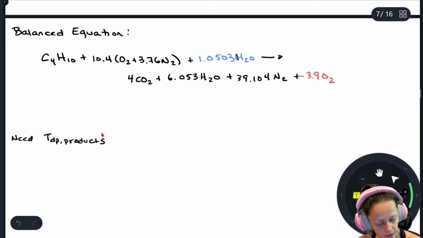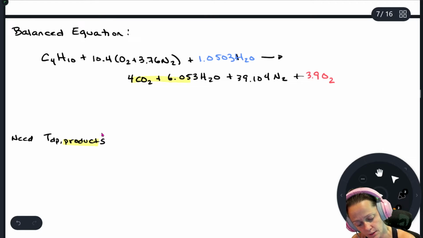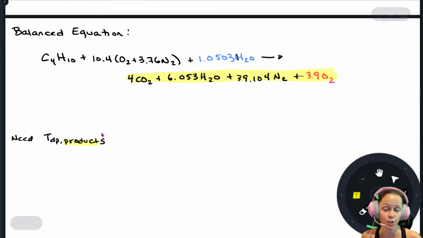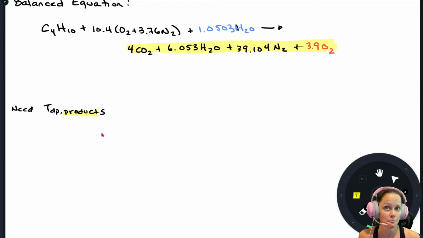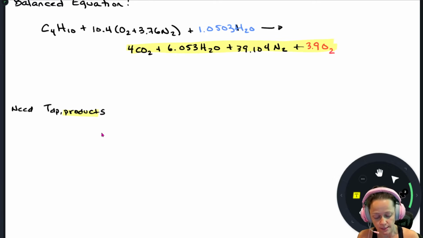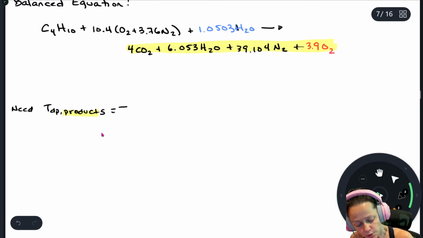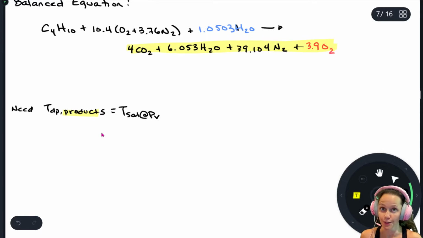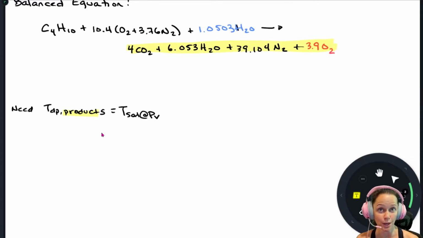So what are my products? My products are all these right here. So when I define mole fractions or anything like that, it's that product mixture that I'm talking about. I'm going to use the exact same methodology that I did on the previous problem, where I calculated the dew point temperature of the water in the products. I know that this is equal to T sat at PV in the products. So I need to figure out what that PV is.